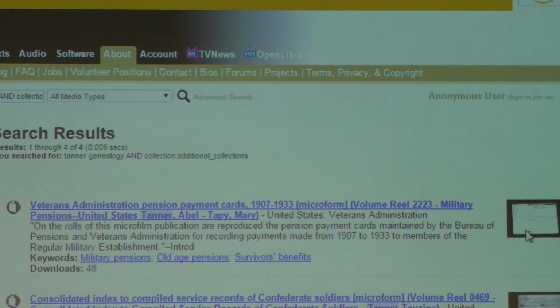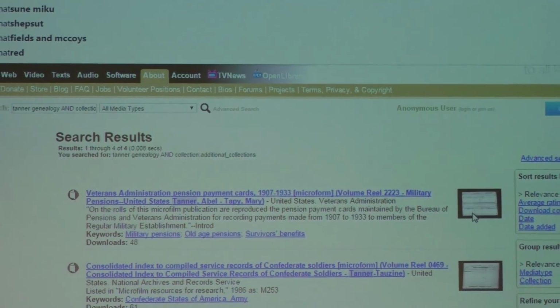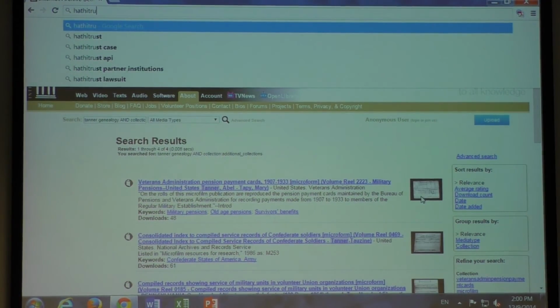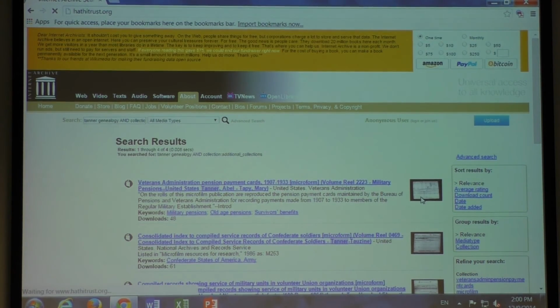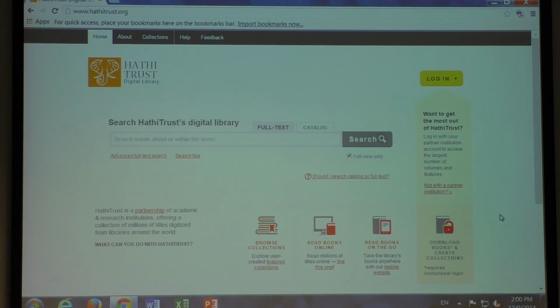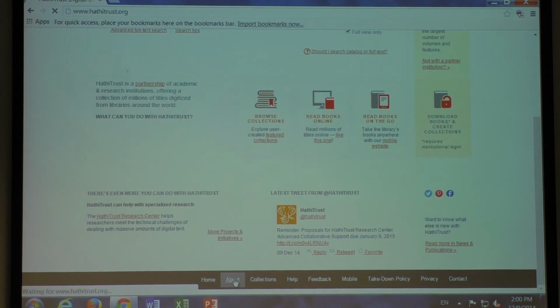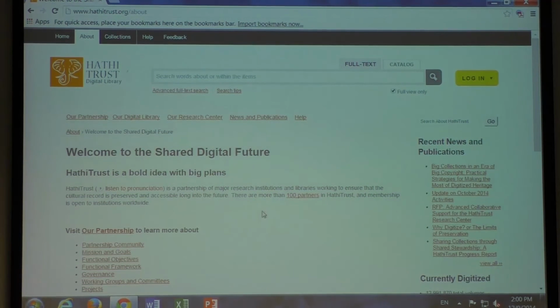Now, the next place you'll want to go is called the Hathi Trust. And this is a consortium of over 100 universities around the United States. And what they have decided to do with this website is to make all of their digitized items from all of those university libraries available in this one website. So as they gain partners here, they make more and more university libraries available.